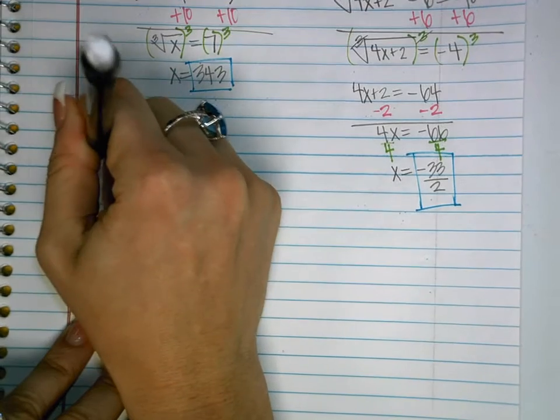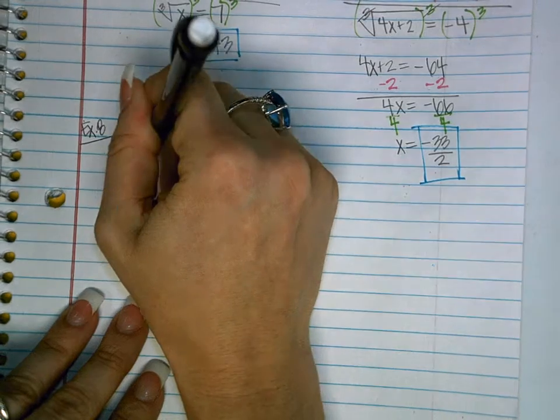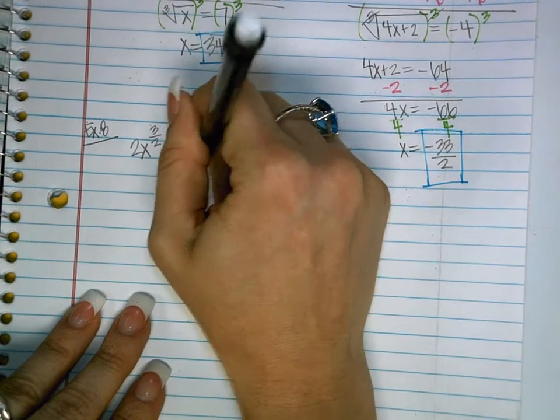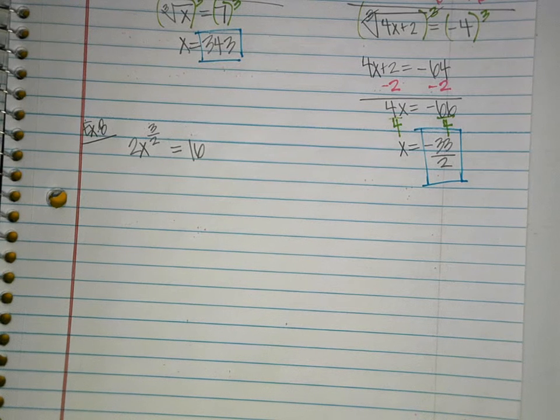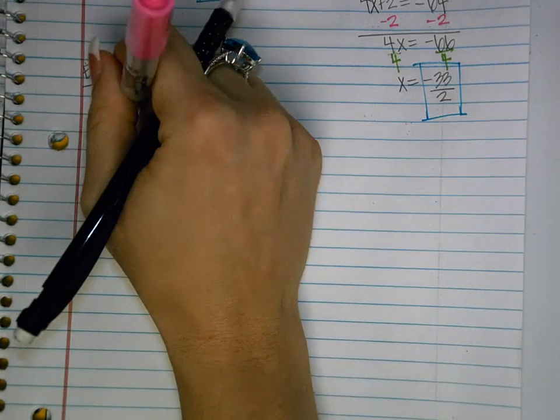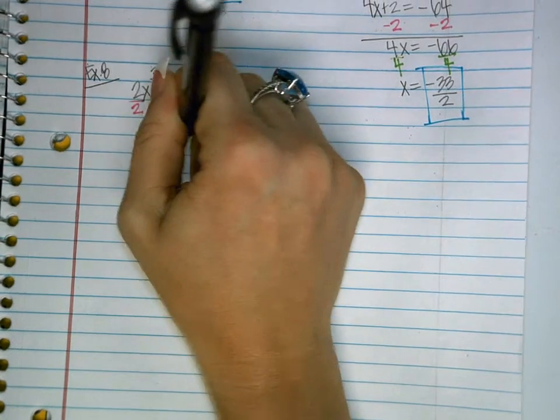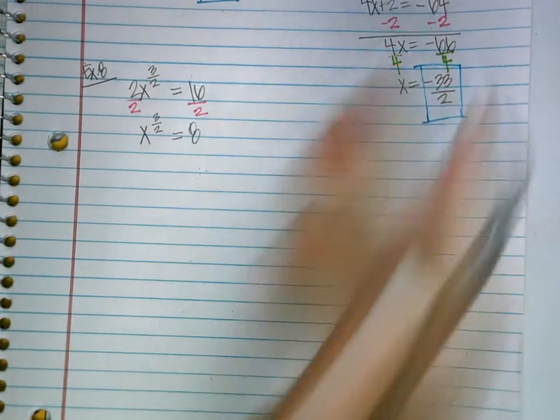For number 8, these are kind of long. Number 8: 2x to the 3 halves power equals 16. Any ideas on where I start? Divide by 2. Perfect. That leaves us with x to the 3 halves power equals 16 divided by 2, which is 8.